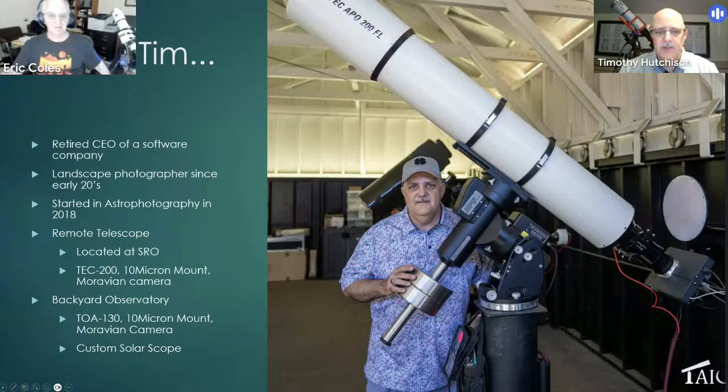My name is Tim Hutchison. You guys know me. I'm a retired CEO from a software company. I started out in landscape photography. I got into astrophotography in 2018. I operate a remote telescope at the SRO. And Craig, don't hate me. I have a backyard observatory with a TOA 130 and a custom solar telescope.